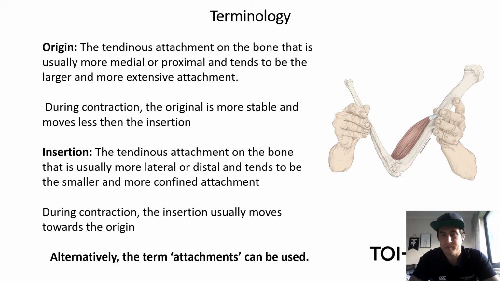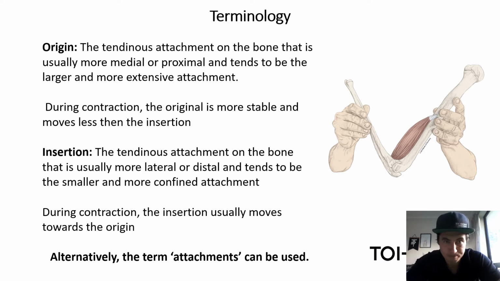This stuff will probably be a bit of recap for you. I like to start this with looking at the sentence at the bottom. Attachments is a really good umbrella term for describing where muscles attach to bones. From there, you can describe it as either the origin or the insertion. And there are some details which describe whether an attachment is the origin of a muscle or the insertion.